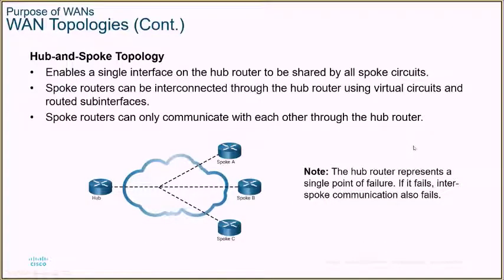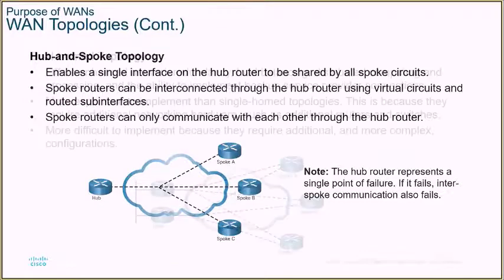All right. So hub and spoke, as I said, is where you have a main office and all of your branch offices connect to it. It enables a single interface on the hub router to be shared by all spoke circuits. Spoke routers can be interconnected through the hub router using virtual circuits and routed sub-interfaces. Spoke routers can only communicate with each other through the hub router. Note that the hub router represents a single point of failure. If it fails, inter-spoke communications also fail.